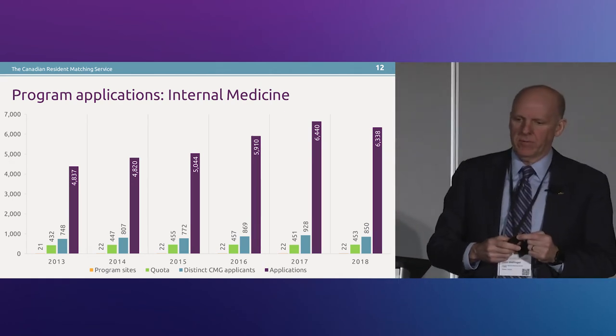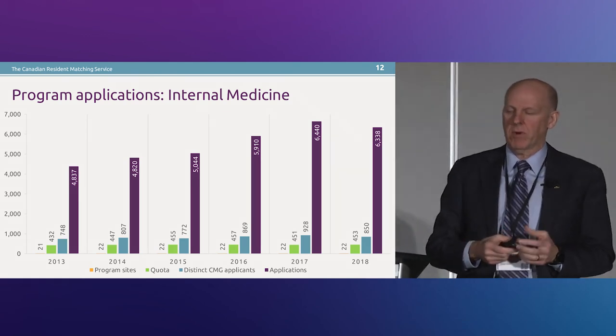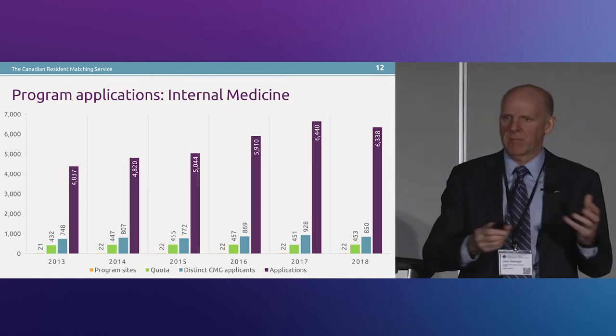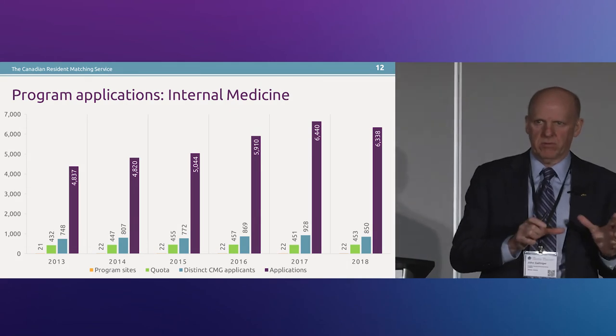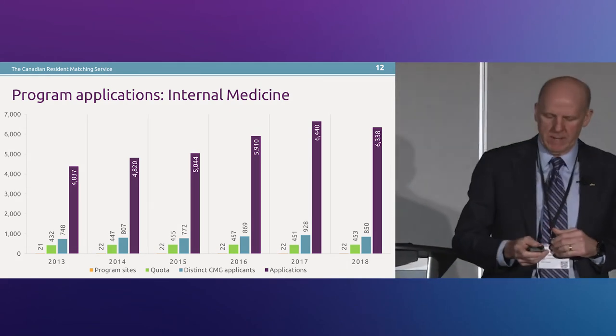However, in 2018, number of applicants are lower than 2016, but more applications. So same idea as family medicine. The ratios are really becoming quite dramatic.